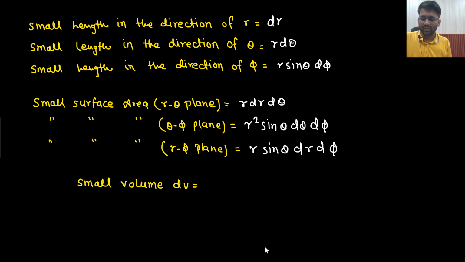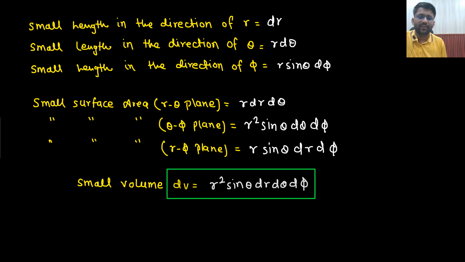Here the volume is very important. Very, very important. For spherical coordinate system, the volume is very important. What will be the volume? Simply multiplication of all these three. That will come out to be r square sin theta dr d theta d phi. This small volume is very important. All other things might not be used, but this volume will be used.